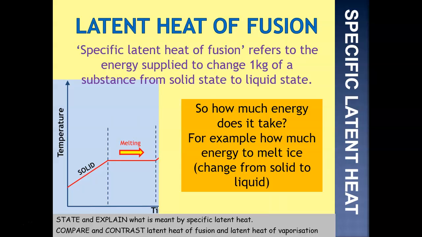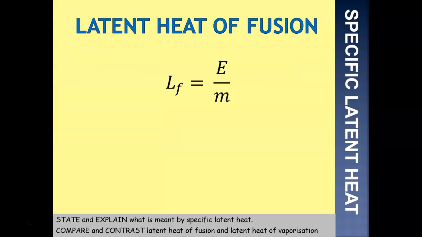Now the specific latent heat of fusion can be defined as the energy supplied to change 1 kilogram of a substance from its solid state to its liquid state. So how much energy does it take? How much energy to melt ice? If we want ice to change from a solid to a liquid, how much energy would we have to put in to change a kilogram of that ice into liquid? Here's how we work it out.